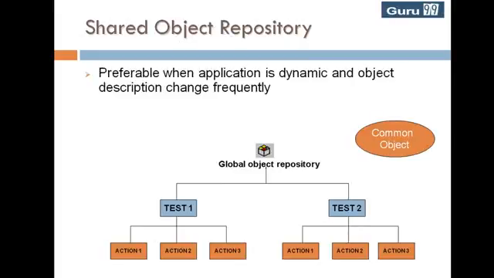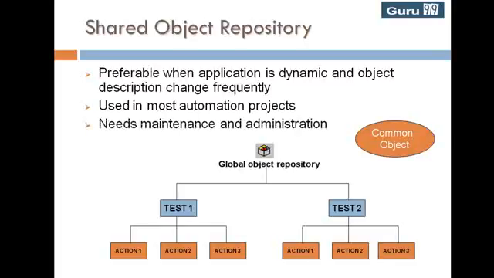Shared object repositories are preferable when application is dynamic and object description change frequently. Used in most automation projects. Need maintenance and administration. Since any action can update the shared object repository, an accidental change in object description can cause all tests to fail. Usually in automation projects, engineers are given a read-only access to the object repository and changes have to be requested to object repository controller who has complete control over the repository.